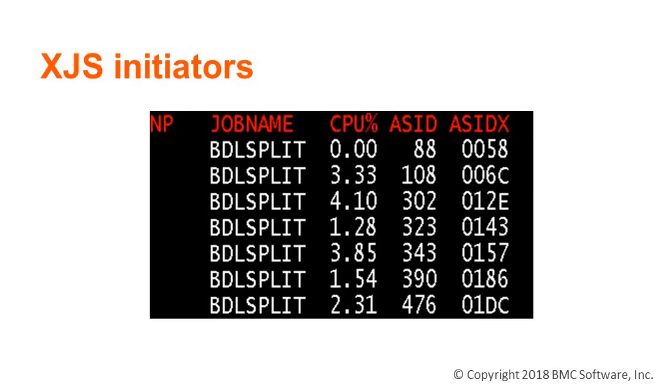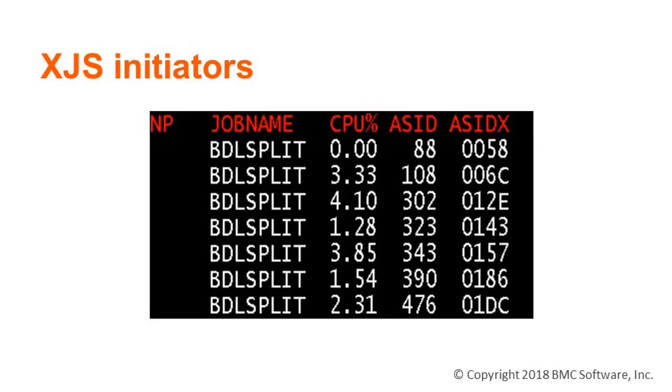Here's what that job looks like on SDSF when it's split. In this example, the job is being split into 6 parallel steps. The job name is BDLSPLIT. We rename job steps to follow JS. Only one job with a particular name can run at a time. Brackets mean that this step is running on an XJS initiator.